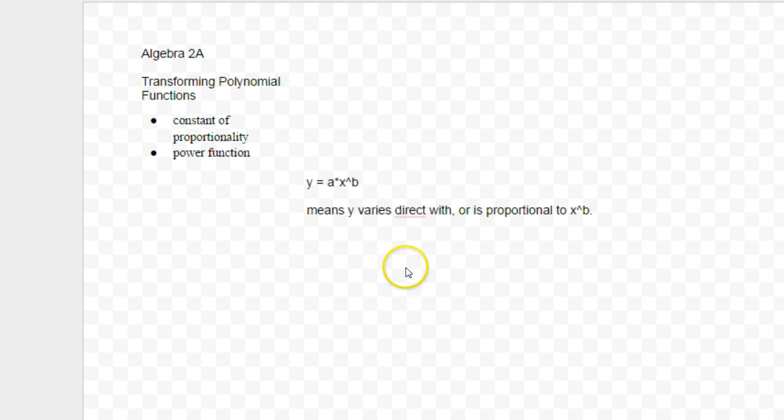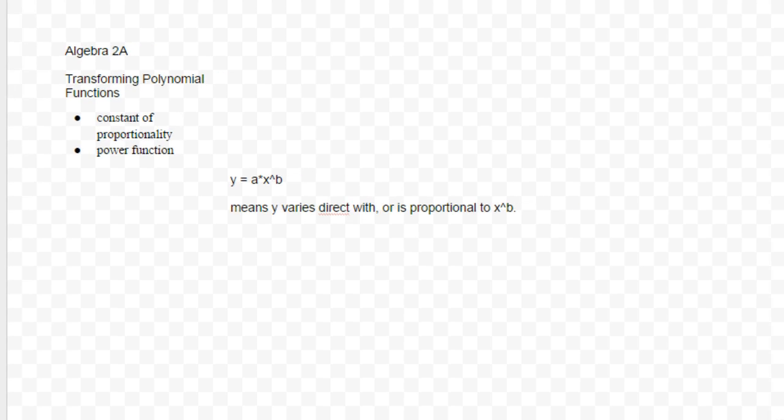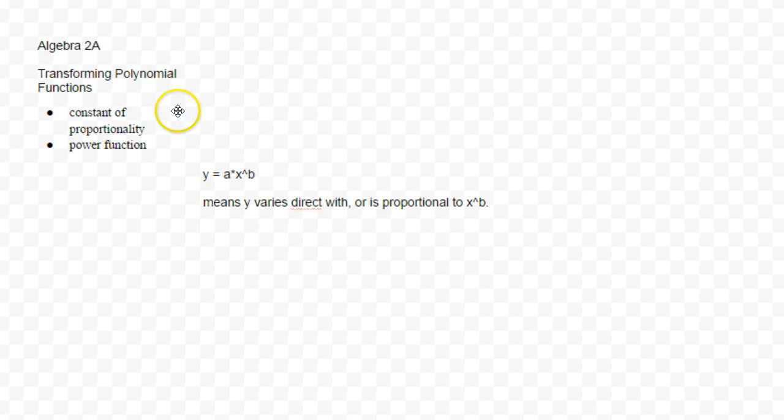Okay, that's transforming just like usual. It's nothing new, it's nothing fantastic, it's nothing crazy. It's just transforming and working with it. If you got your graphing down, this should be pretty easy.